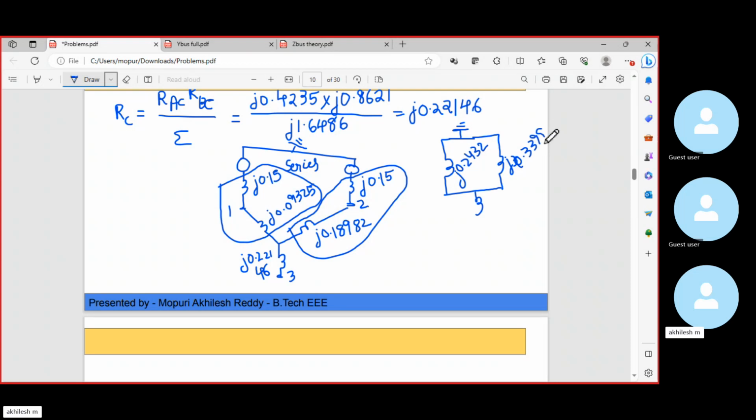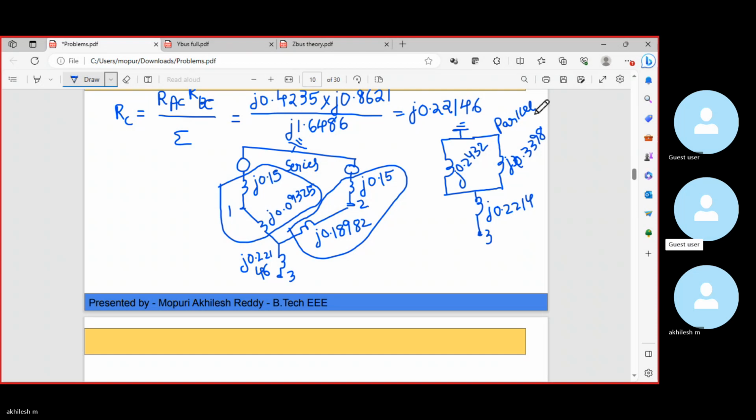So now these two are in parallel. So find the parallel combination, R1 R2 by R1 plus R2. Here it is again J 0.2214. This is the bus bar 3. These two are parallel here.